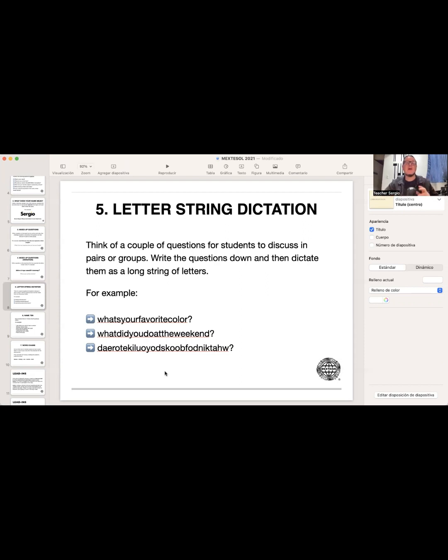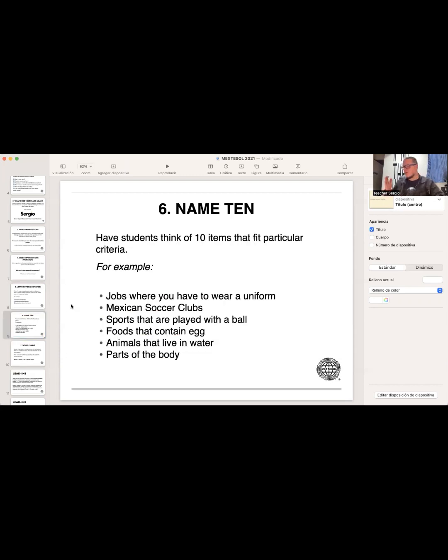Okay, so this is how letter string dictation works. And again, remember, we would be needing from 5 to 7 to 10 minutes, and that would be enough. Now, another easy activity that can work very well for both basic and advanced groups is name 10. As a matter of fact, I used this activity last weekend with my C1 students, and this is the idea.